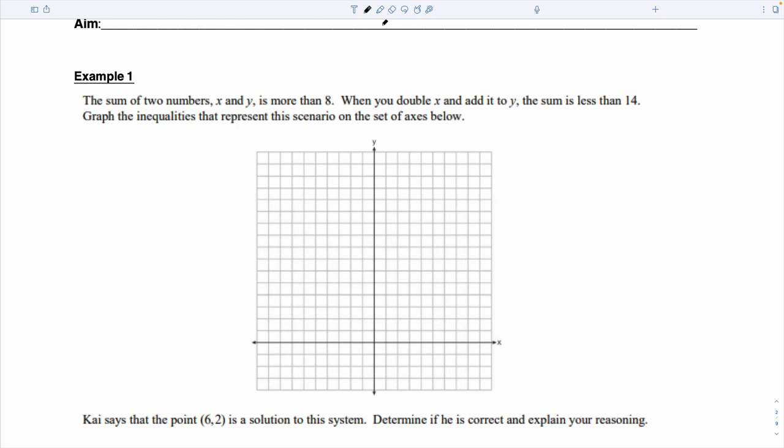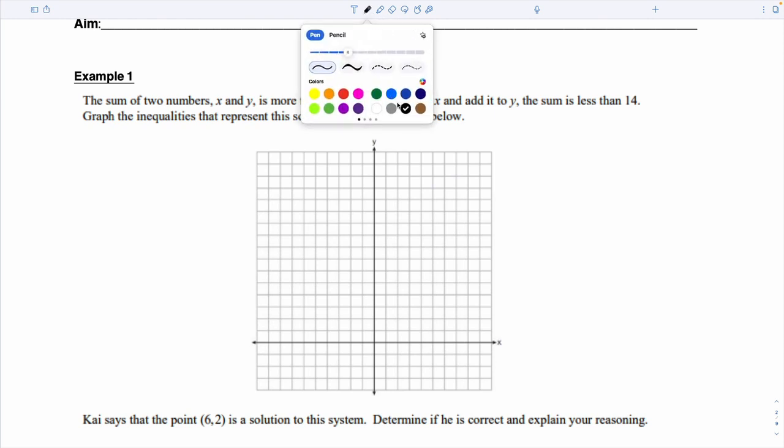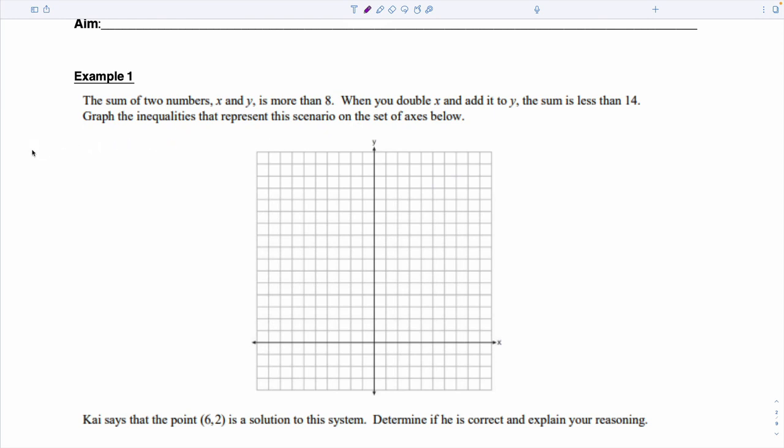...more than 8. When you double x and add it to y, the sum is less than 14. Graph the inequalities that represent this scenario on the set of axes below. We have two inequalities we're going to create. This is more like a riddle than a real world scenario. And we're going to look at this first one they give us.